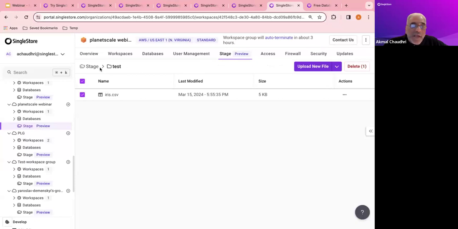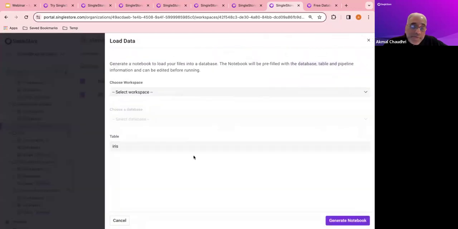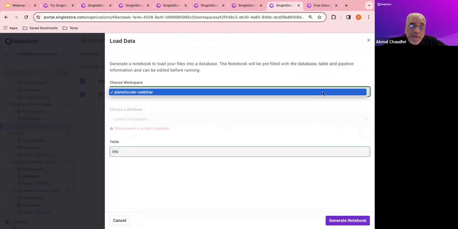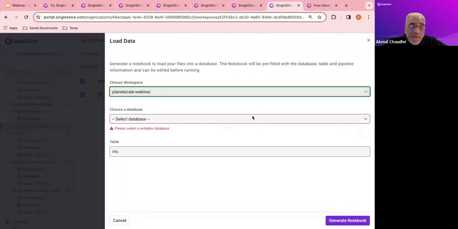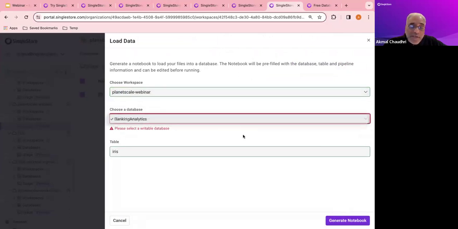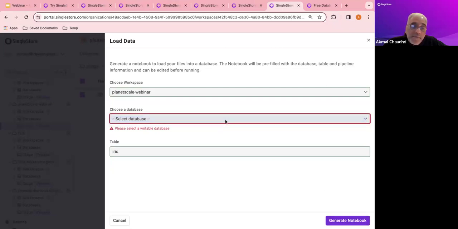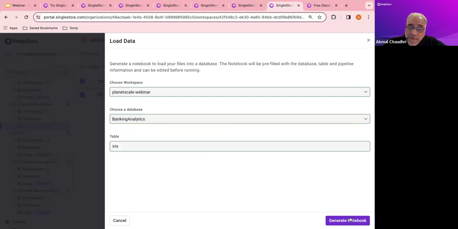Let's take a look. Okay, right. There we go. Select database, banking analytics, and that's the current database that I have created already. And I'm going to load this into this table called Iris. Generate notebook.